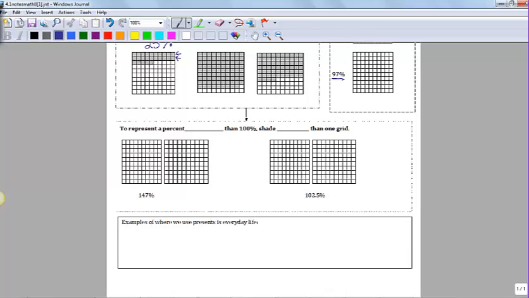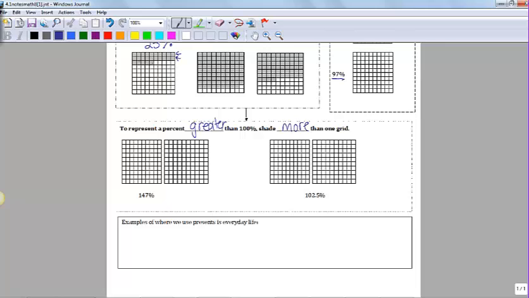Excellent. Okay, now let's talk about what happens when we have something greater than 100%, which happens time and again, so it's a good idea to show how to illustrate this. Now, to represent a percent greater than 100%, you're going to need to shade more than one grid. Now it could be 2 grids, 3 grids, an infinite number of grids, but you're going to need more than one.